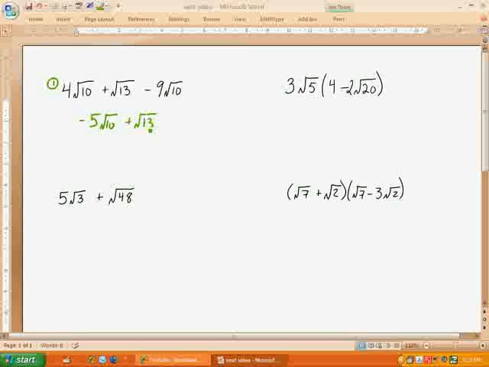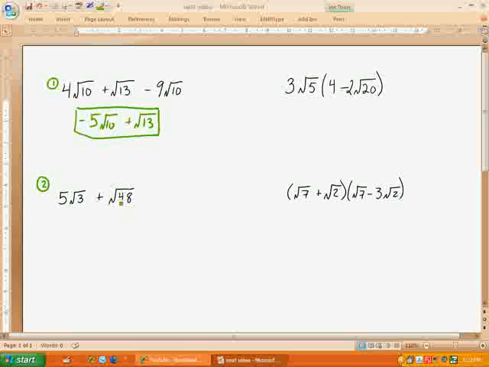Now, if I can simplify that further, then I will. But neither of those, the 10 nor the 13, can be simplified further. And so therefore, this is the answer to question number 1 there. So let's look at number 2. Now you'll notice right off that neither of these are like terms, so I can't add them together right away.